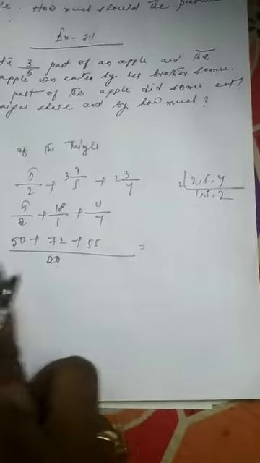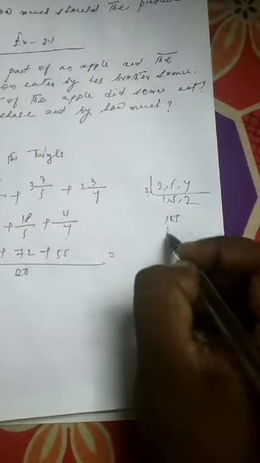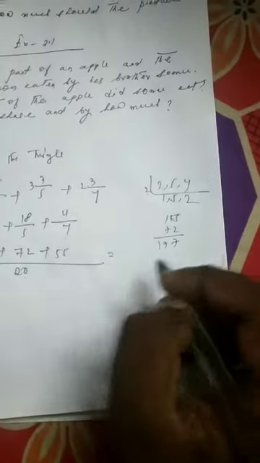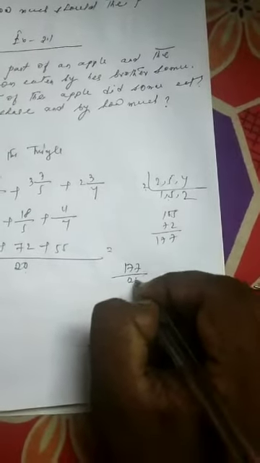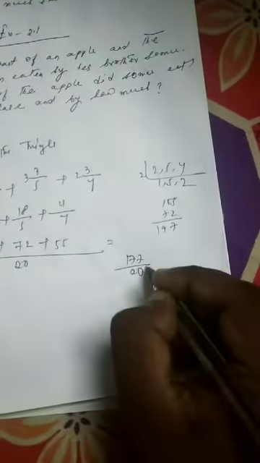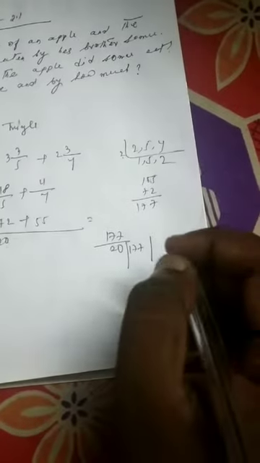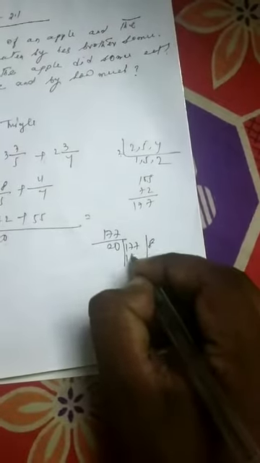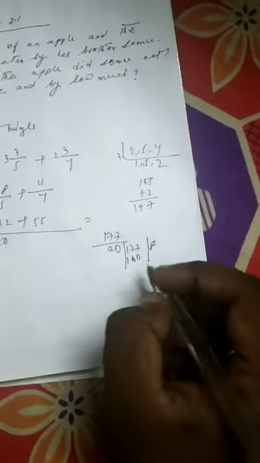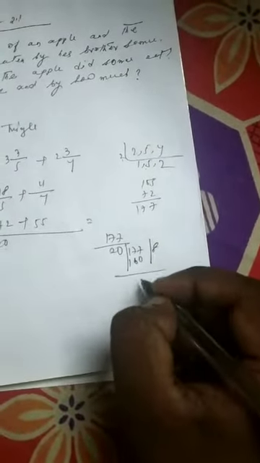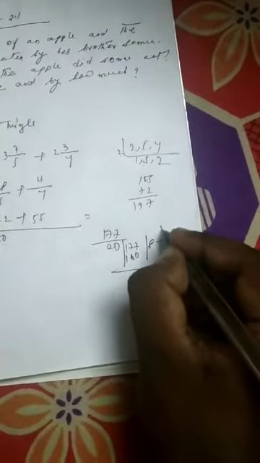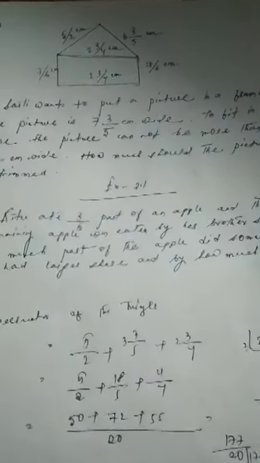So let us add them. 50 plus 55 is 105, 105 plus 72 is 177 by 20. It's better if you make it into mixed fractional form. 177: 8 20s are 160, 9 20s are 180, which is bigger than 177. So I'll get 8 here, 8 17 by 20. This is the perimeter of this triangle.